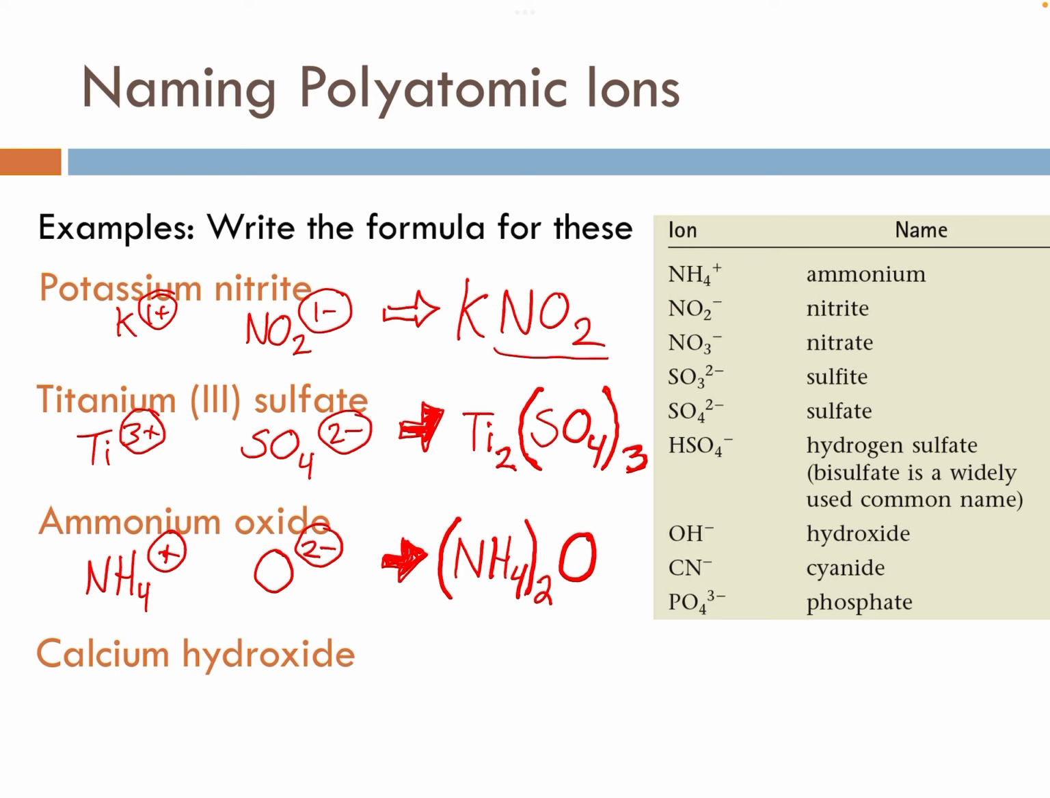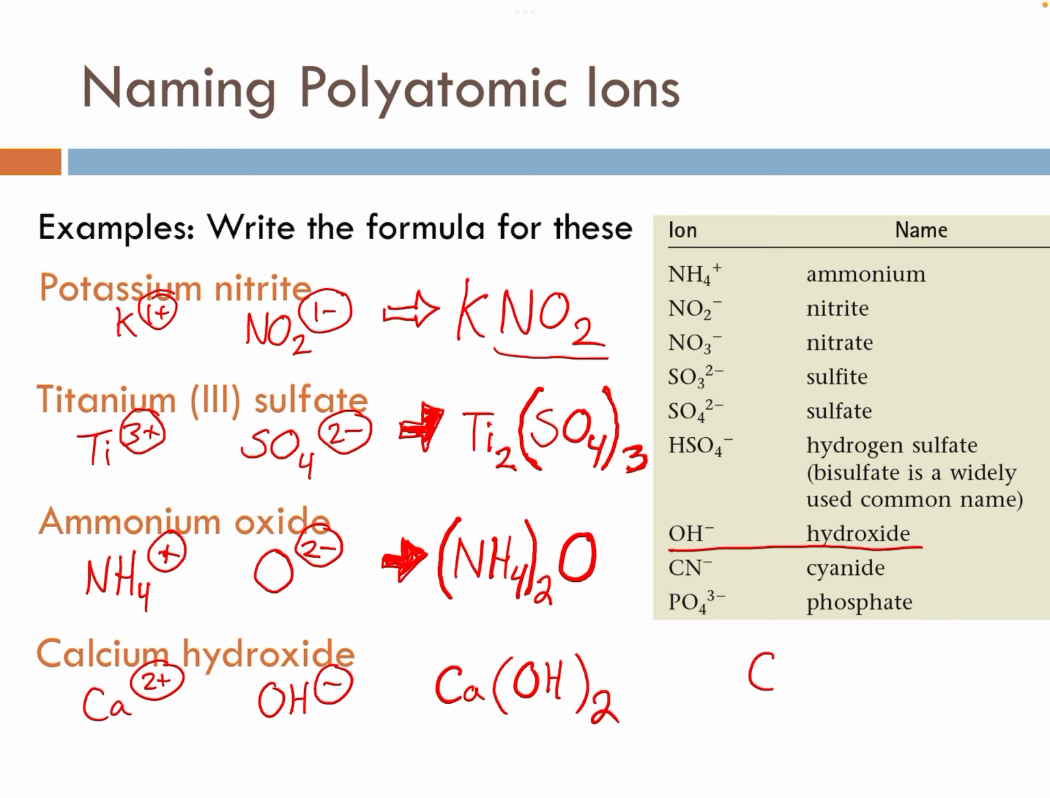Last one, calcium. Calcium is in group 2, so it wants to give away 2 electrons. Hydroxide, we can see it right here, has a charge of -1. It wants to gain 1 electron. It's a polyatomic ion. So for calcium hydroxide, I'll have 1 calcium giving away its 2 electrons to 2 hydroxides. So once again, I need those brackets to indicate that this 2 goes with the entire OH, that whole hydroxide.